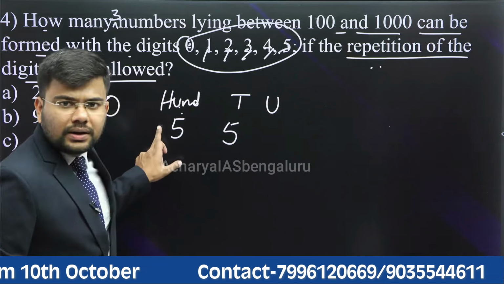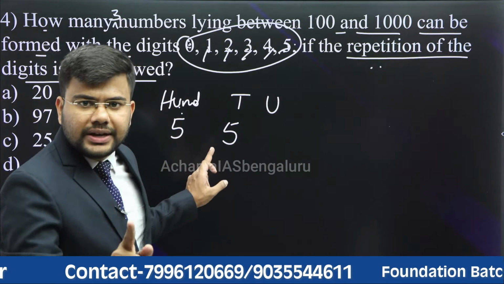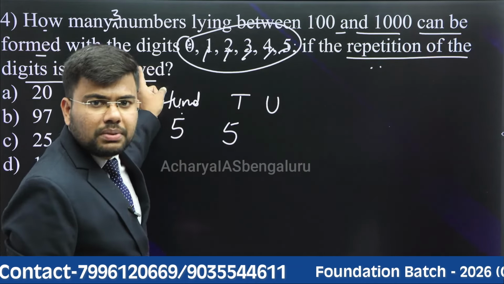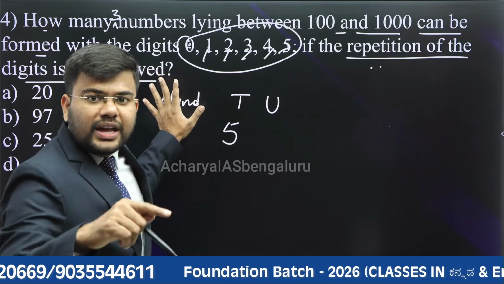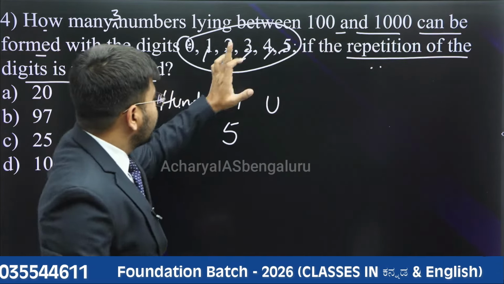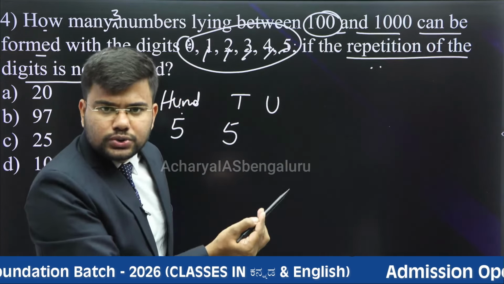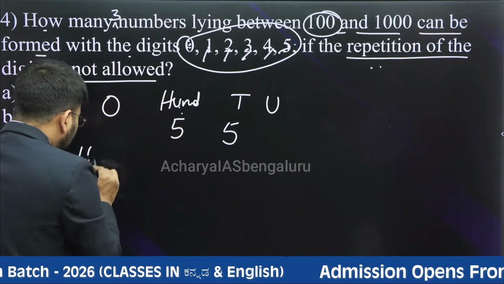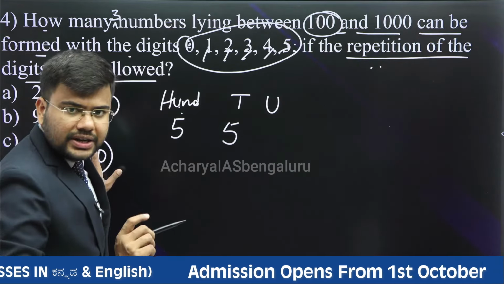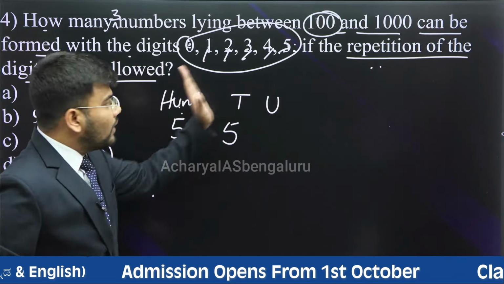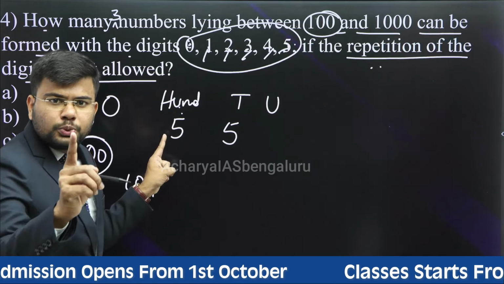Sir, why in the 100 place have you chosen 5? Because it's a 3-digit number. They are asking for a 3-digit number. Sir, in the question there is no 3-digit number. It's a PYQ question. I want to solve it with the 3-digit number. Here they have gone with 100 to 1000. 100 to 1000 means 100 is a 3-digit number. From 101 you have to choose. Hence, in the 100 place, you are not supposed to put 0.